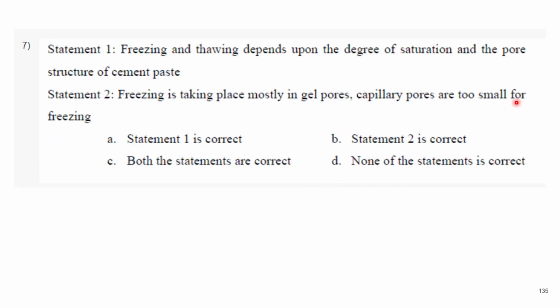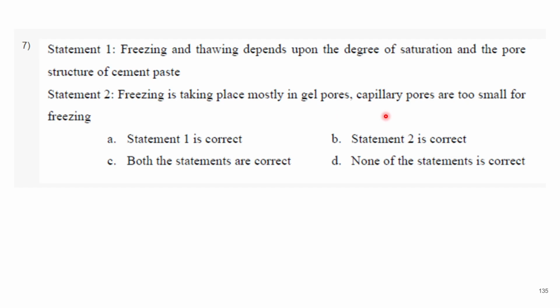If you remember, freezing and thawing depends upon the degree of saturation. Ideally it should be less than 80 to 90%. And the pore structure of cement paste is important. So here comes the importance of air entraining agents. So the first statement is correct. This statement is not correct.